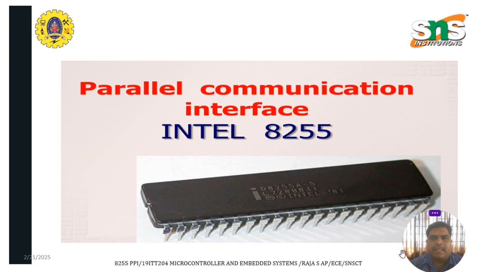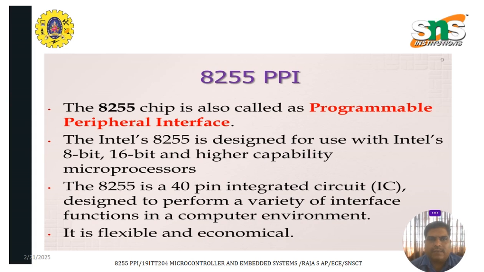So this is how the IC looks. It is called a 40-pin dual inline package IC, made by Intel with the name 8255. Mainly it is useful to communicate parallel data. The 8255 chip is also called the Programmable Peripheral Interface. Intel's 8255 is designed for use with Intel's 8-bit, 16-bit and higher capability microprocessors. The 8255 is a 40-pin integrated circuit designed to perform a variety of interface functions in a computer environment. It is flexible and economical.